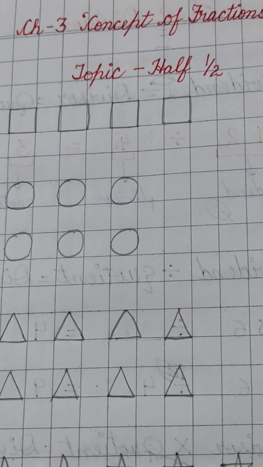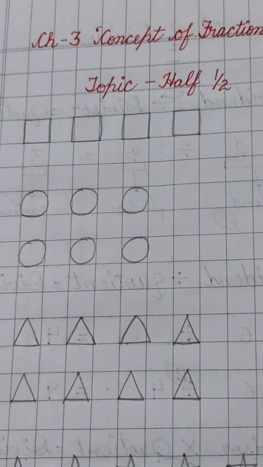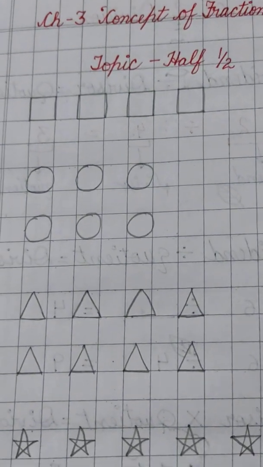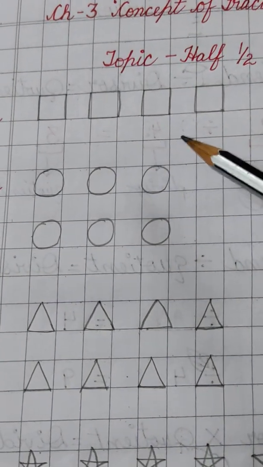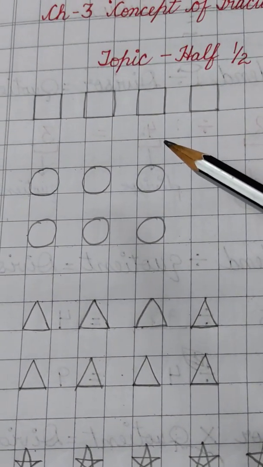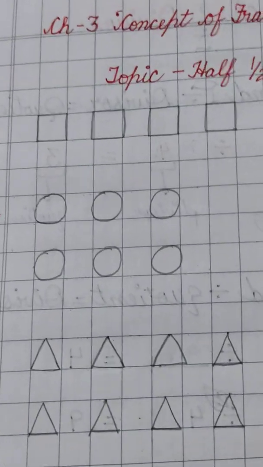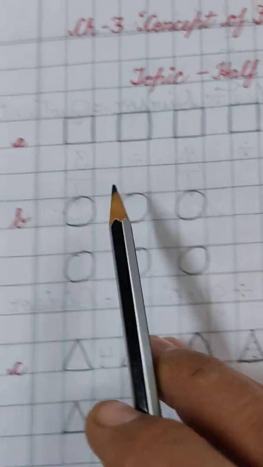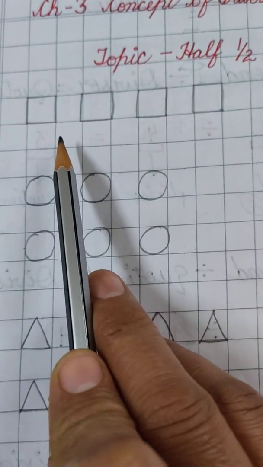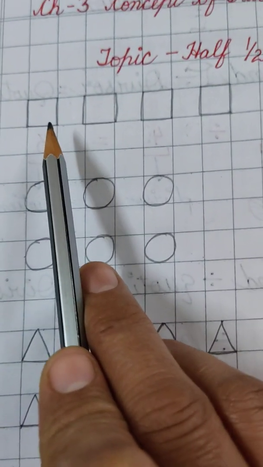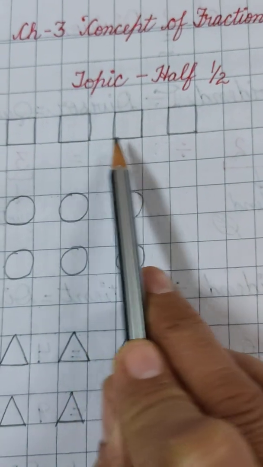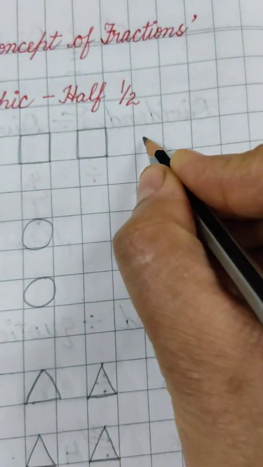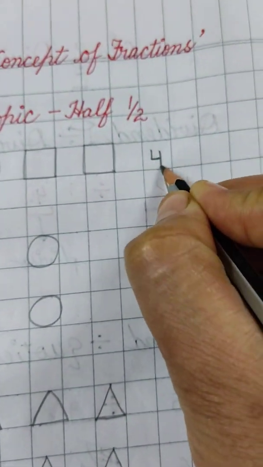Whenever we have to divide any figure into half, it is very easy to divide any figure into two parts. Now, if there are figures in more number, then how to divide into halves? Now, let's see. First of all, everybody, you have to count all the figures. A part, there are some squares. Now we have to count the squares. 1, 2, 3, 4. How many squares are there? 4 squares are there. So I will write 4 here.